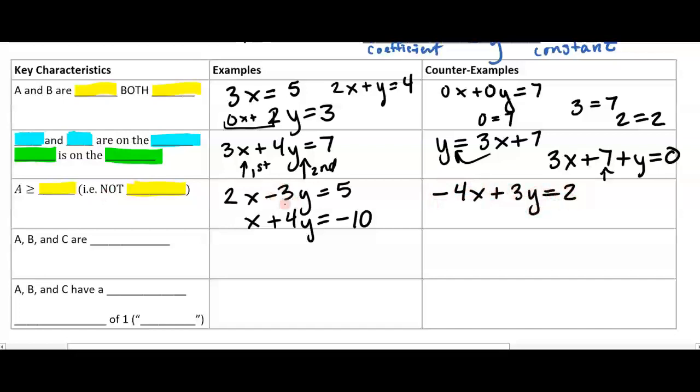A counterexample, something that fails this test, might be negative 4x plus 3y equals 2. My negative here on B is okay. My negative here as the constant is okay. But I have a problem if my coefficient of x is negative. That means it is not in standard form, and we're going to have to change that using our properties of equality in order to put this in standard form. Even negative x plus y equals 5 is not in standard form because my coefficient of x is negative.